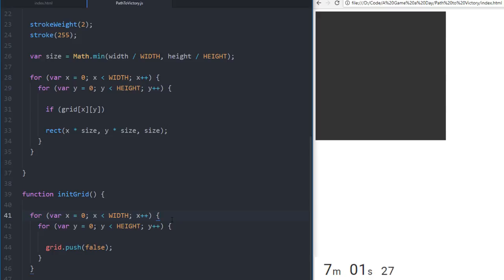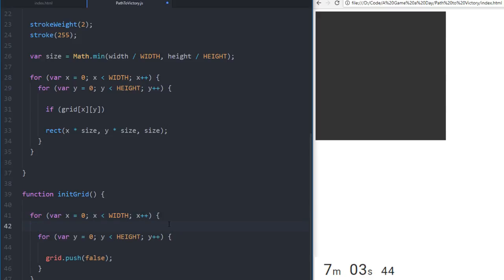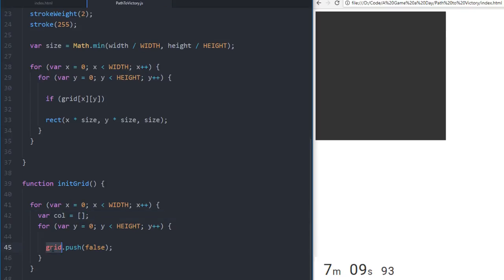Here we'll say var col equals an array, and we'll say col.push, and then we'll say grid.push col. Cool. So we will say grid of that.